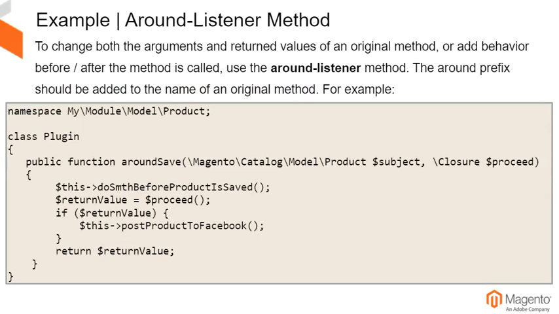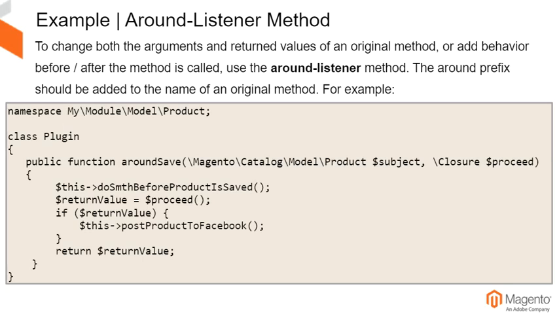If you need to change both the arguments and return values of an original method, or add some behavior before or after the method is called, you should use the around listener method. The around listener method will receive two parameters, subject and proceed, followed by the arguments belonging to an original method. The subject parameter will provide access to all public methods of the original class. The proceed parameter is a lambda that will call the next plugin or method.